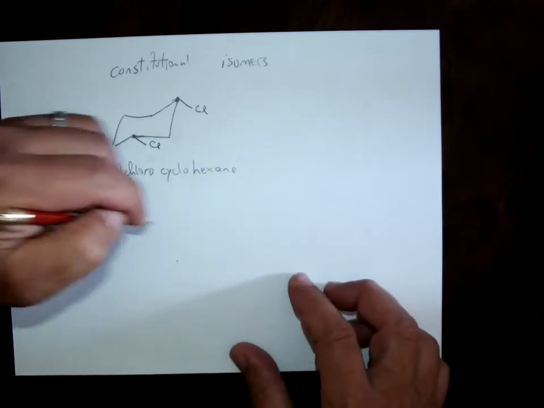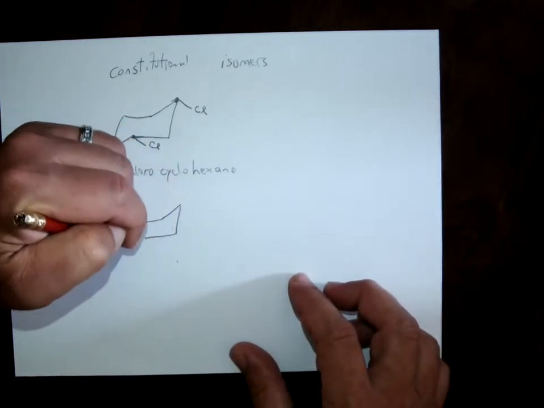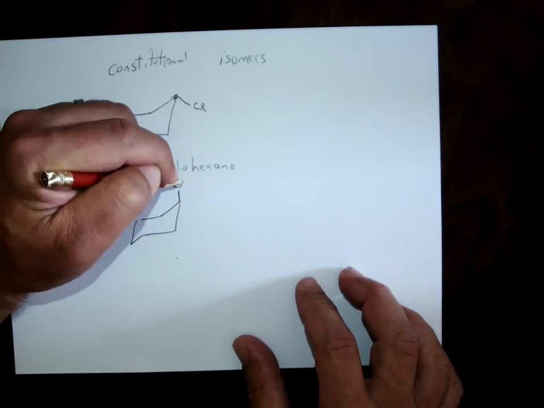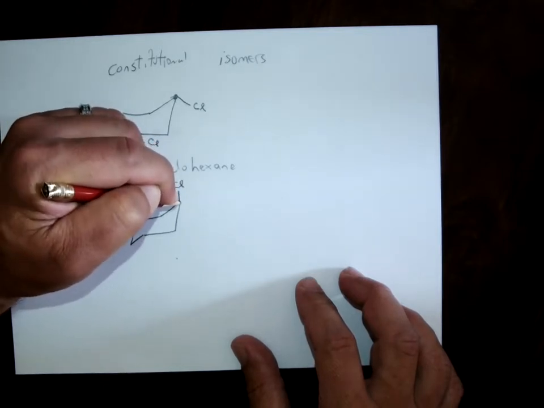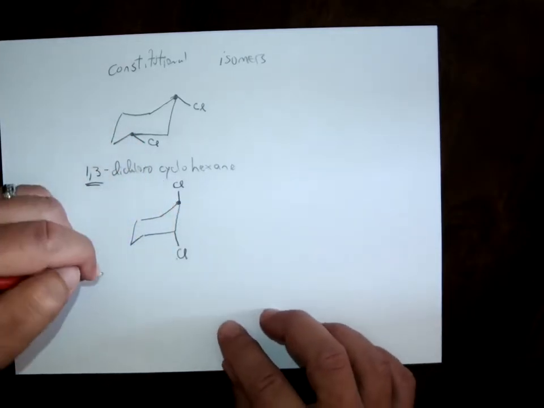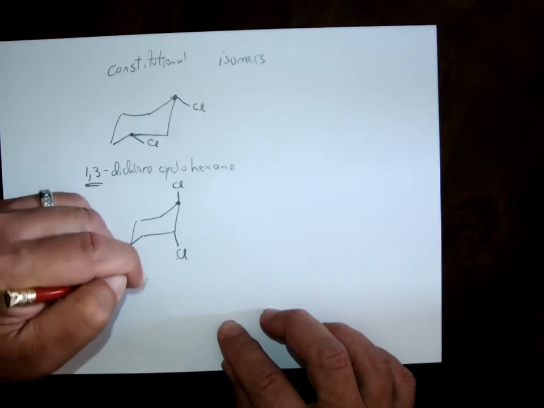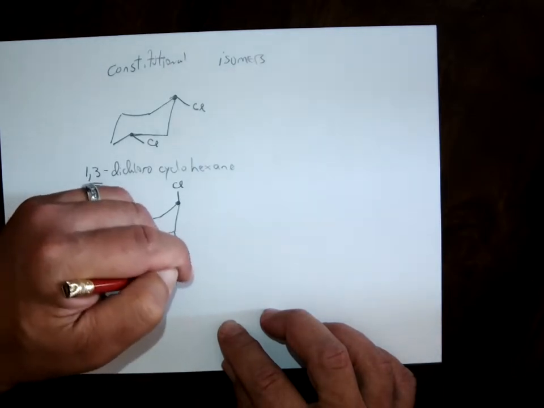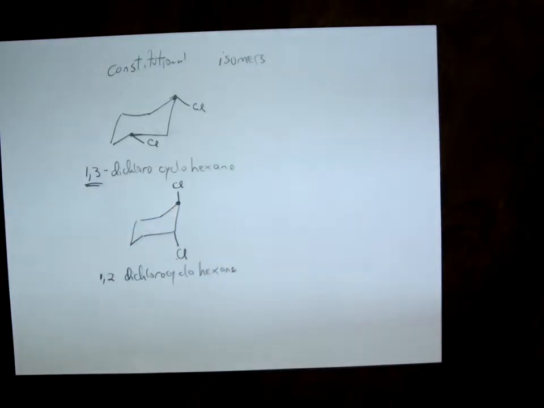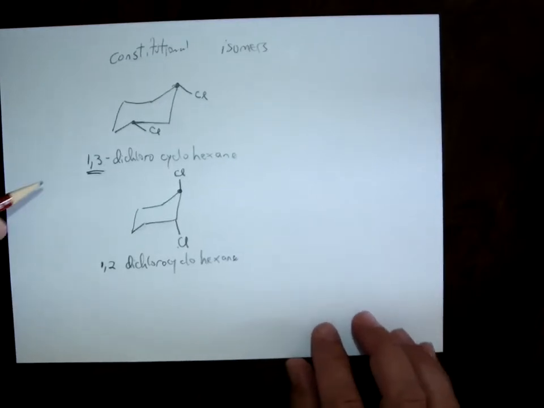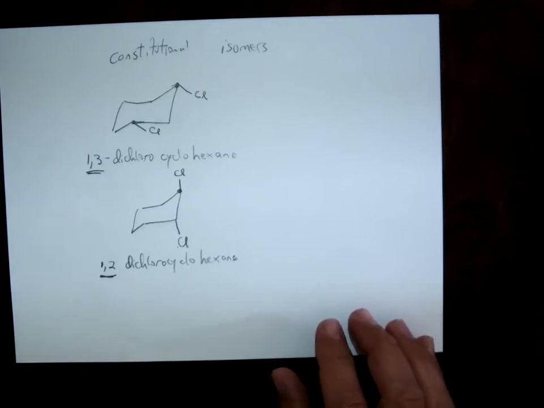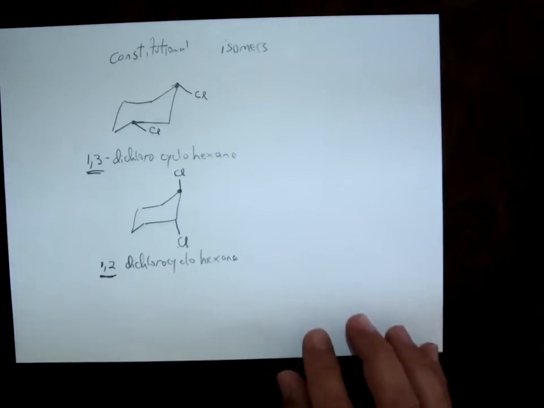You could do another cyclohexane, and like we did with the dimethyl example in the last video, you can put a chlorine or a methyl or whatever on the first carbon and then another one on the second carbon, and this would be a 1,2-dichlorocyclohexane. And so depending on where the substituents are connected, they're different constitutional isomers, and they're designated using the numbering system of how things are connected up.